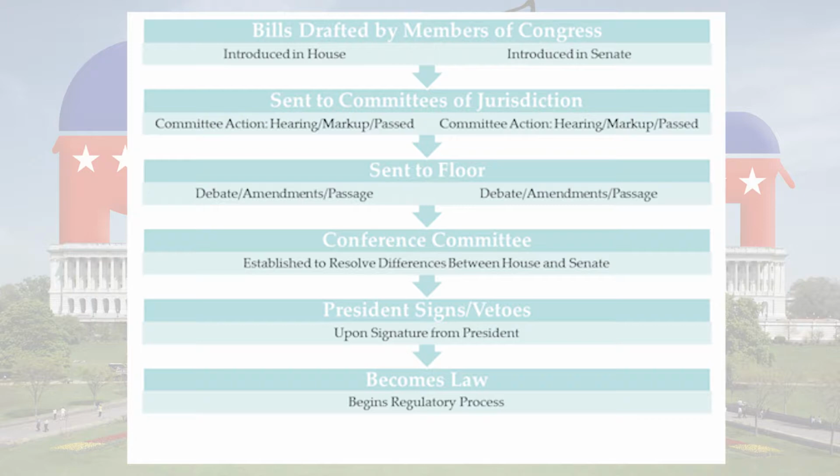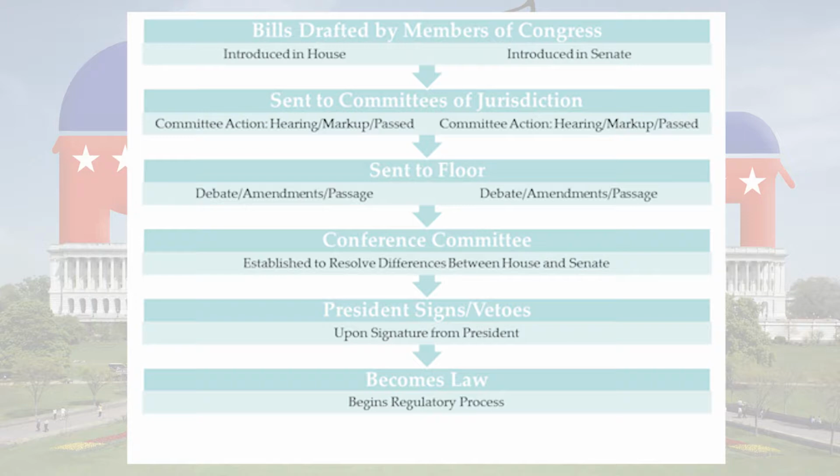Assuming a bill passes both the House and the Senate, and there are differences between the bills as they come out of the House and Senate, they are sent to a conference committee. Conference committees are made up of a few members of the House and a few members of the Senate, and they are established to resolve differences between the House and Senate versions.